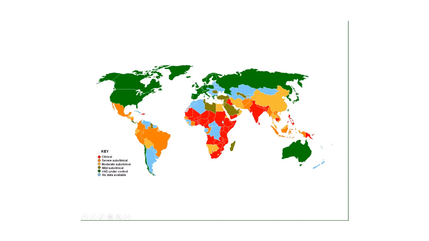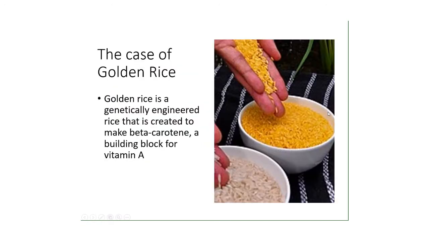Here is a map that shows you where vitamin A deficiency is more severe across the globe. You can see in developed countries like Canada, North America, and Australia, there are virtually no significant cases, but in various developing countries there are quite a lot of cases of vitamin A deficiency. So that's where golden rice came in. Golden rice is a genetically engineered rice that is created to make beta carotene, which is a building block for vitamin A.